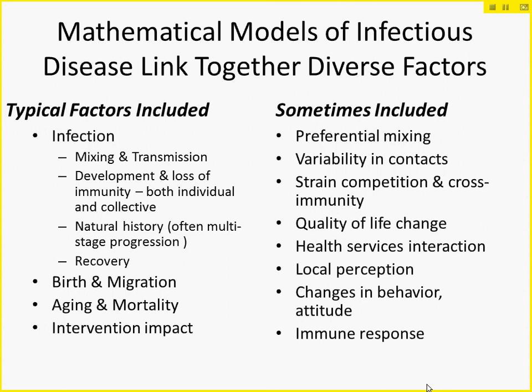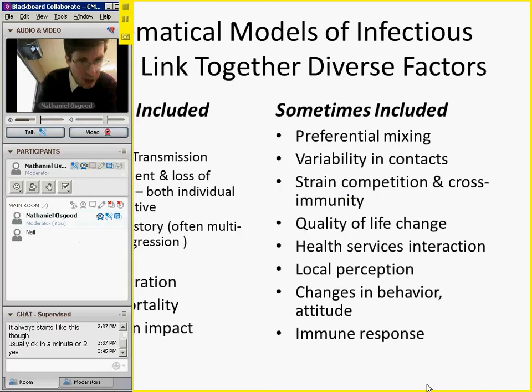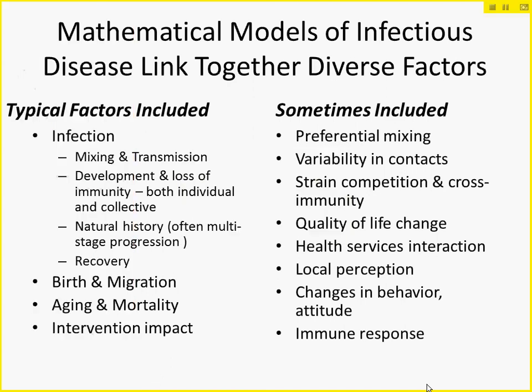Typically there's a representation of the natural history, often a multi-stage progression, and some recovery from infection. Neil, can you see the slides there? Are you still having trouble seeing them? Okay, good. Birth and migration, aging and mortality, and some representation of interventions. What are some interventions that might make a difference in lowering the burden of infection for a communicable illness? Vaccination is a great one. What's another one?